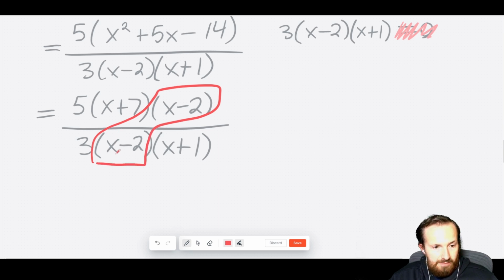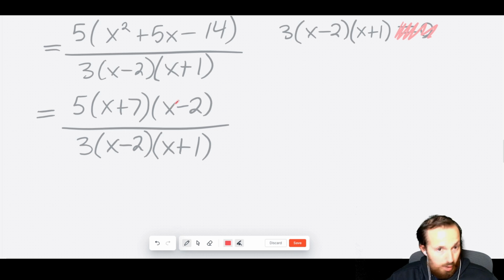Because we have a factor here that's being matched in the numerator and the denominator, that actually means there's a removable discontinuity, or a hole, and it's removable because we could cancel them out. A vertical asymptote is a non-removable discontinuity that we can't get rid of like that.